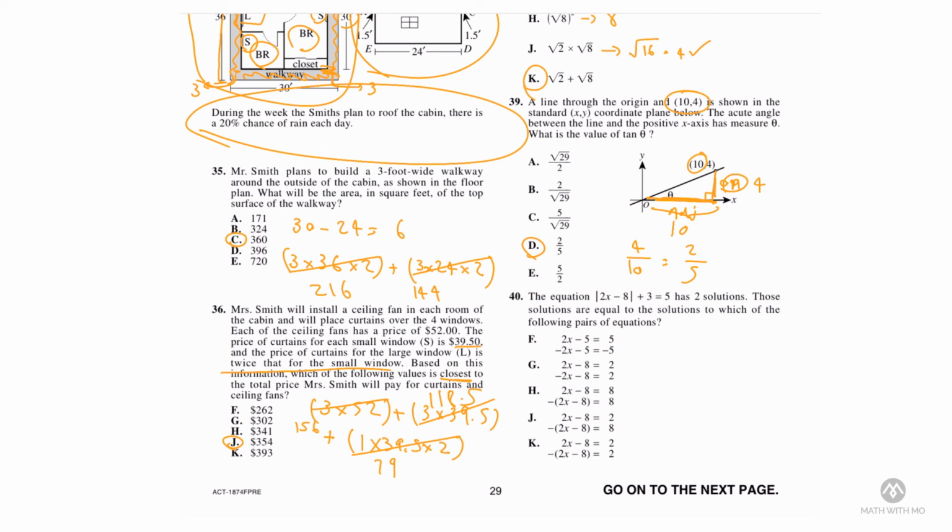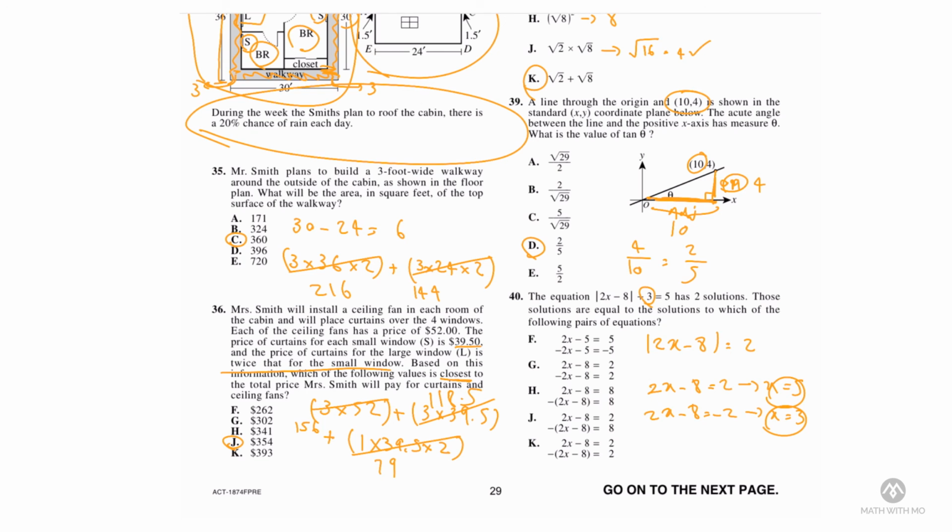D. The equation has 2 solutions. Those solutions are equal to the solutions of which of the following pairs of equations? Alright, so let's find the solution to this one. 2x minus 8 will be equal to 2, right? I subtracted 3 from both sides of the equation. So basically it means 2x minus 8 should be 2, or 2x minus 8 should be negative 2. So from here x becomes 5. From here x will be 3. So let's see which of these has that.